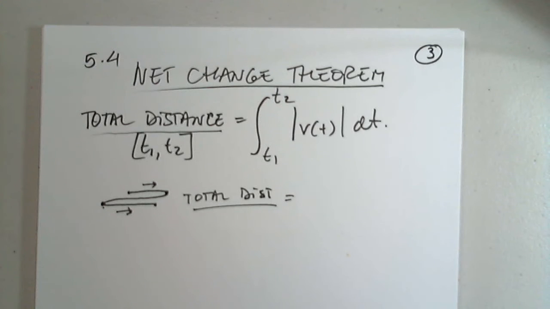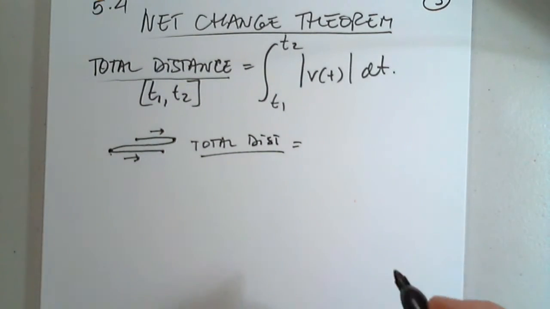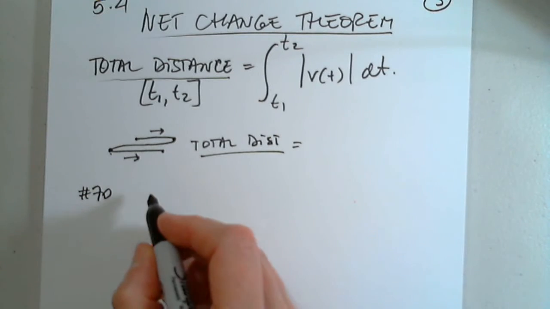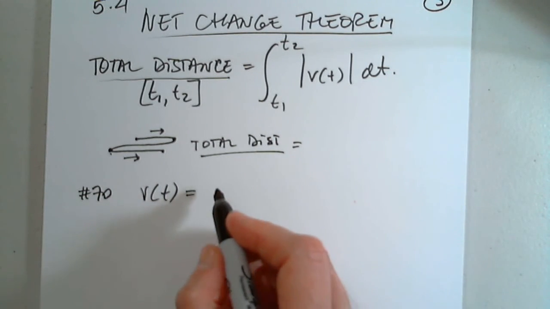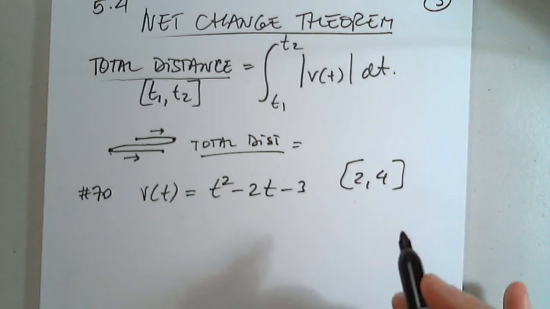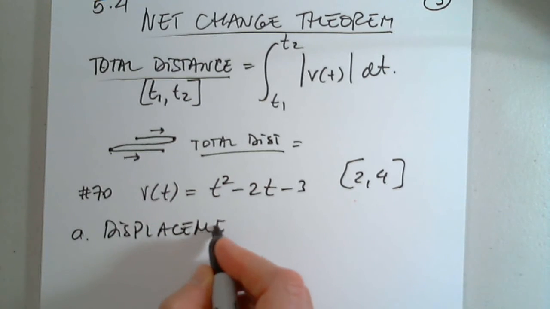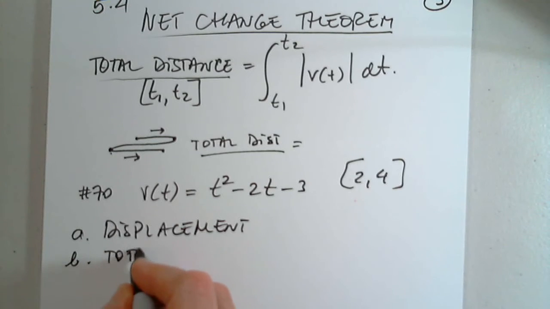So in problems 69 through 70, these two, we're asked to find the displacement and the distance traveled. Let's look at 70 only because it is a quadratic function. 69 will be easier because it's linear. So we are given the velocity t squared minus 2t minus 3, and we are given the interval 2, 4, and we are asked to find two things: displacement and total distance.